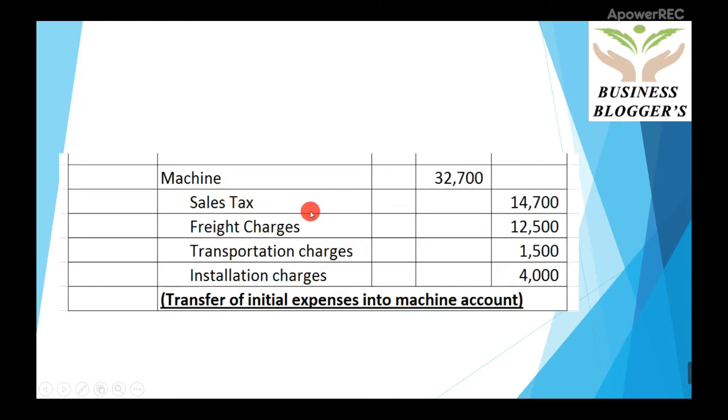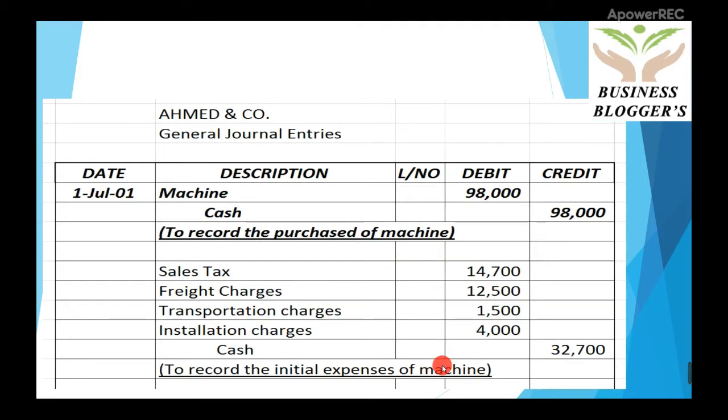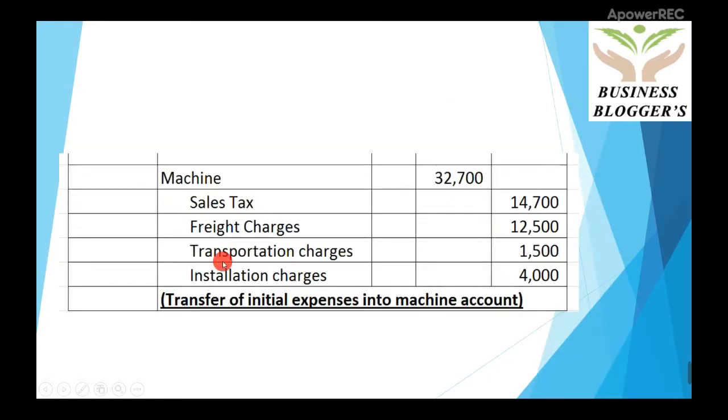We know very well all these expenses are called capital expenditure. We will move these expenses into the machine account. How? Machine account is debit 32,700 rupees and all expenses will be credited: sales tax, freight charges, transportation charges, installation charges. And write down the narration.